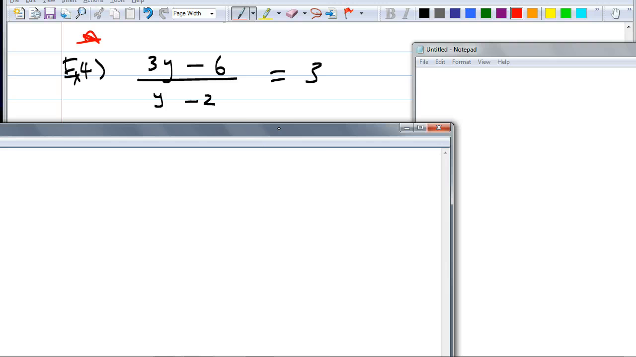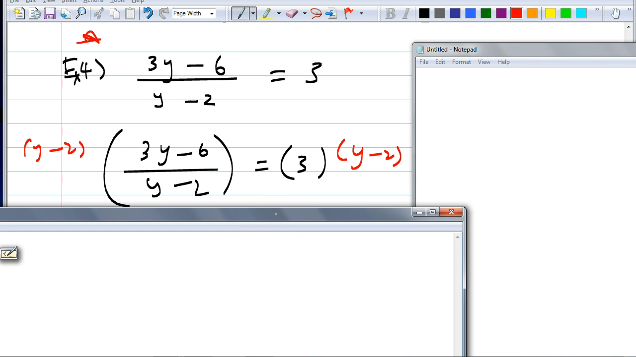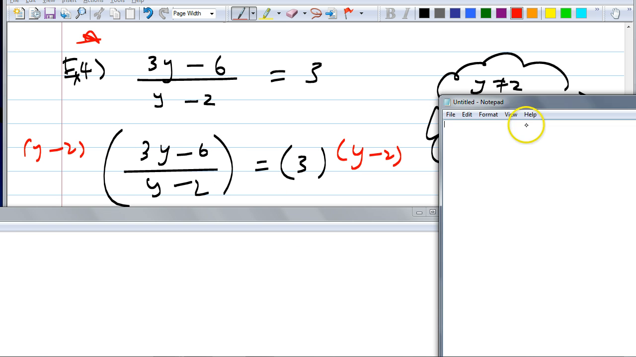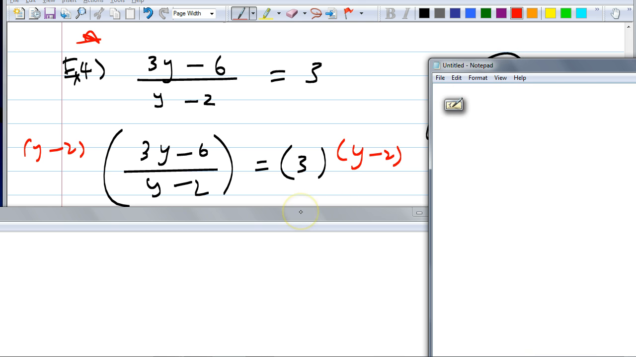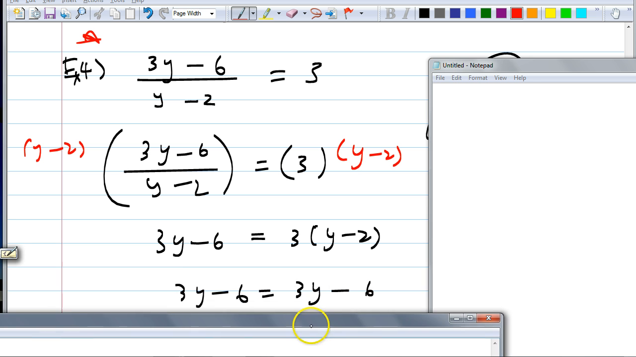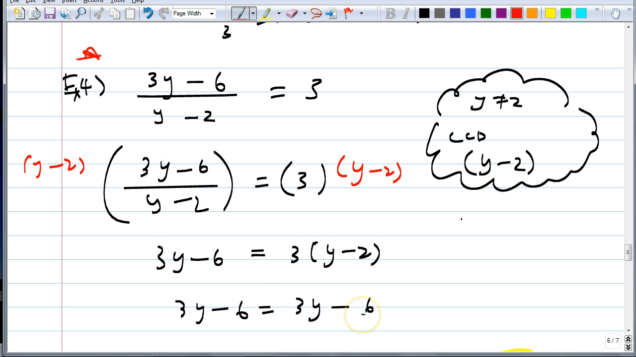So no matter how you do it, you could either multiply both sides by the LCD, or factor the numerator, and you get 3 equals 3. Or you add 6 to both sides, and you get the left side basically equal to the right side. What kind of equation is this? An identity equation, right? So whenever you have an identity equation, what is your solution?